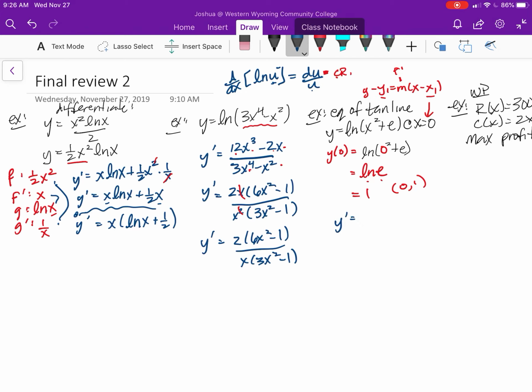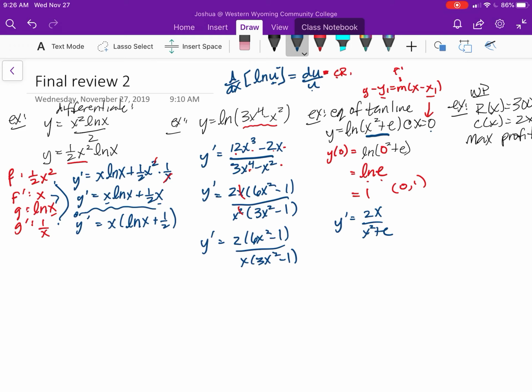So y prime, well, we have an ln, so du over u. du is just 2x because e is a constant, right? It's kind of like pi. It's some number, 2.7 something. Derivative of a constant is 0. So we have 2x over x squared plus e.